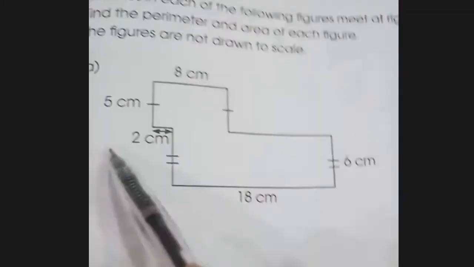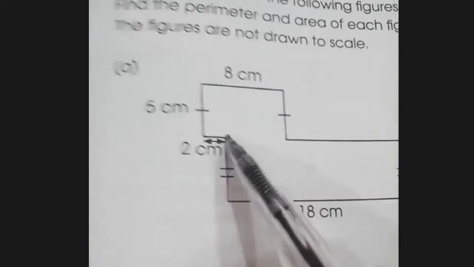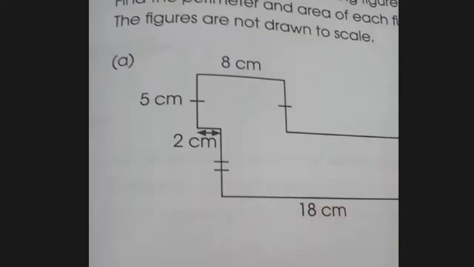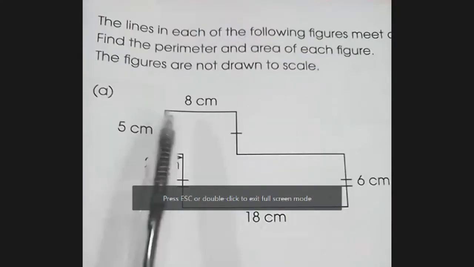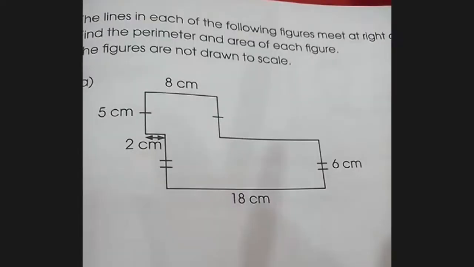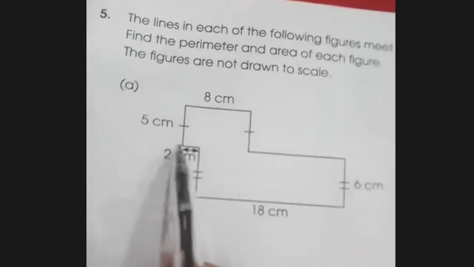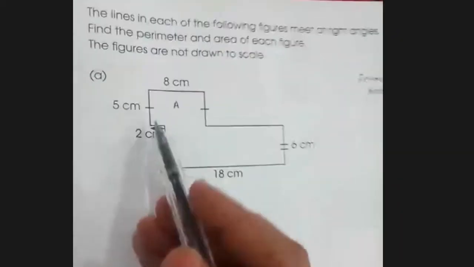How can we find the perimeter of this line? How can we find the area of each figure? We have to find the area and perimeter of each figure. First of all, we will find the area of this figure.